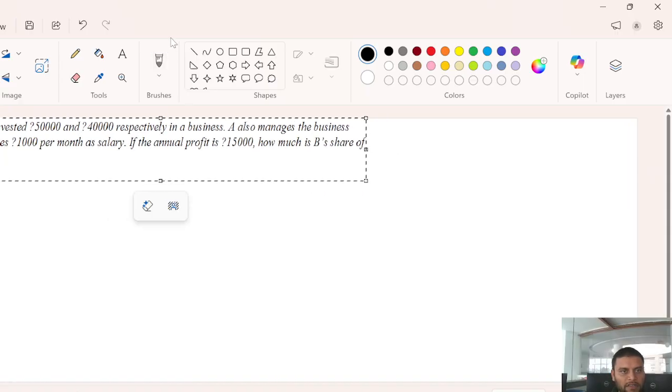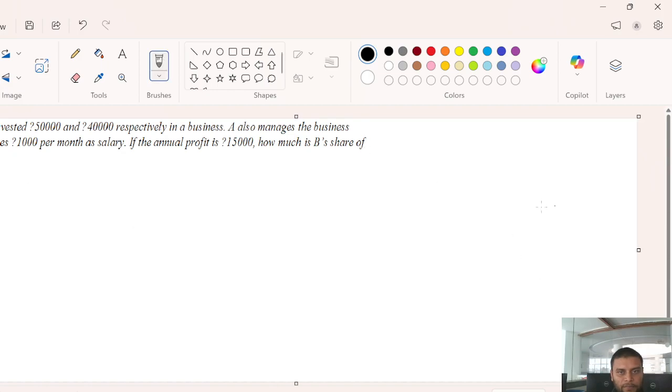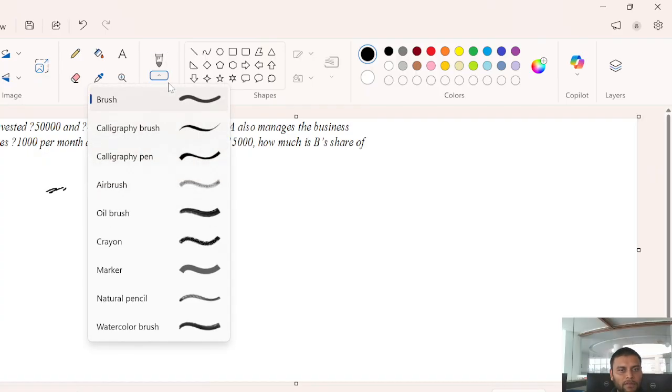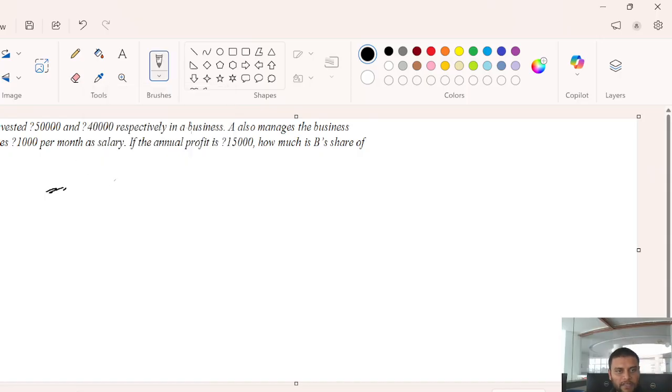This question says A and B invested. I hope this time maybe it will work. Working, friends. A and B, two persons are there. A invested 50,000 rupees. B invested 40,000 rupees respectively in a business. A also manages the business and receives 1,000 per month as a salary.